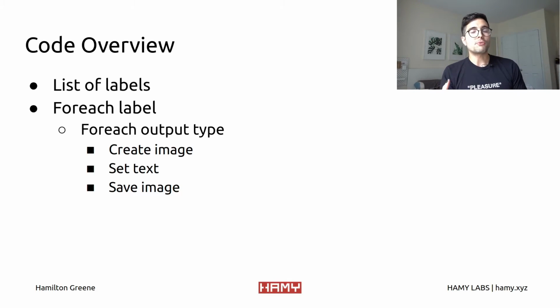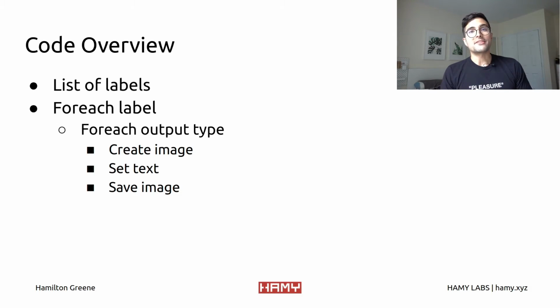Here's a quick overview of what the code does before I actually jump into it, so that you can follow along with what's going on. First of all, there's a list of labels. Makes sense. I have all these labels for labeled intentions. So for each of those labels that I have on a shirt, I'm basically going over each of the output types, like do I want a black background, white background, transparent background, what color's the text, stuff like that. And then for each of those, we just create an image, set the text on it, and save that image.